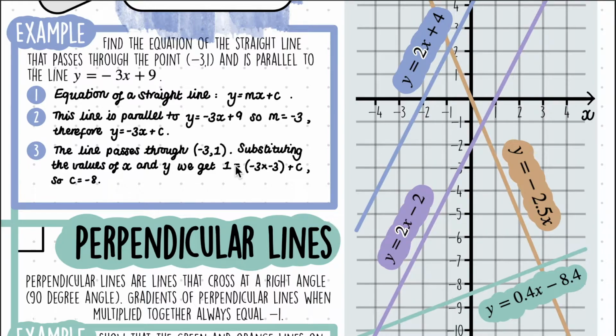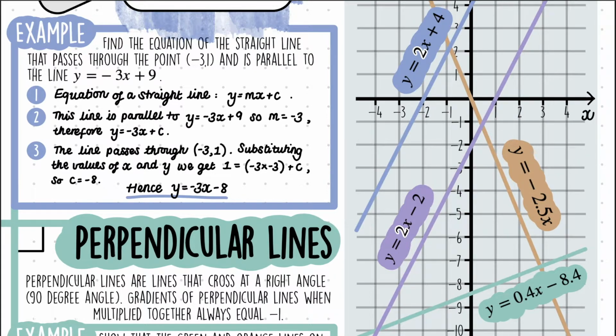You take the 9 across to the other side of the equal sign and we get 1 minus 9 is equal to c. Therefore, c is equal to -8. Now that we know c, we can plug it back into our equation and we can find the equation of the straight line. So this is the answer. This line here is parallel to this line here, and this line passes through this point. So this is the answer to the question.